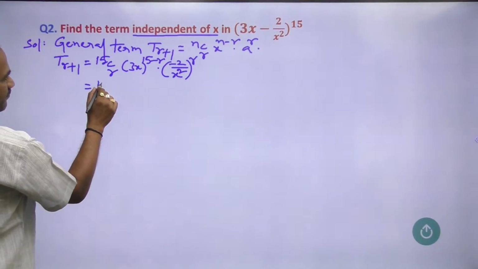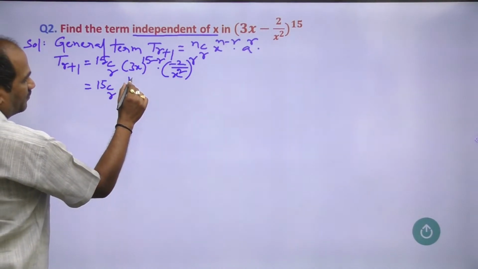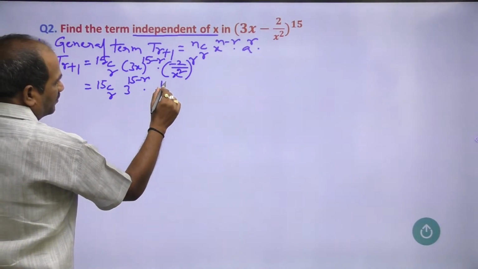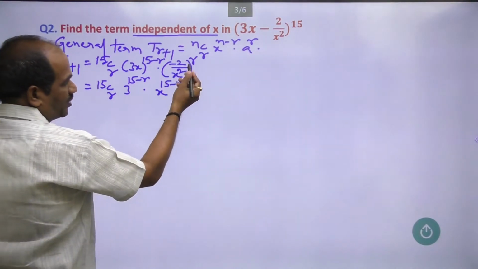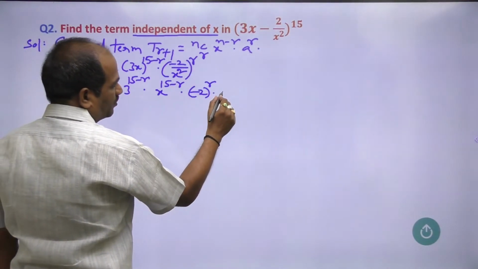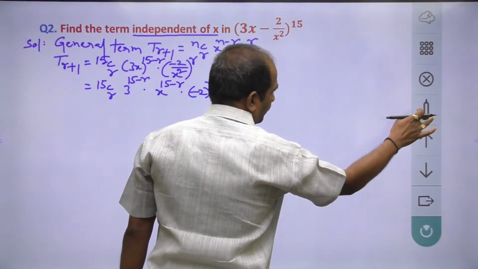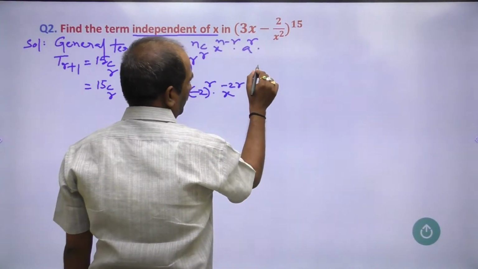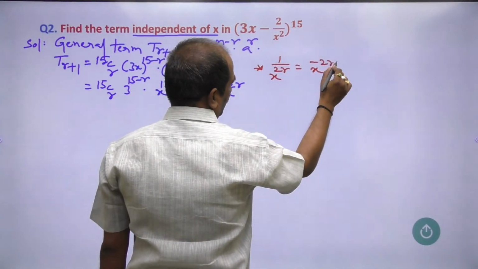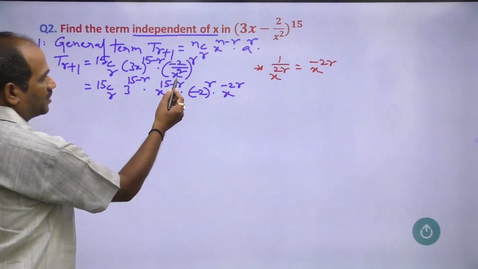So that is equal to 15 C r into 3 power 15 minus r into x power 15 minus r, into minus 2 power r, into 1 by x power 2r. 1 by x power 2r is equal to x power minus 2r. We already wrote this in the previous problem: in this formula, 1 by x power 2r is equal to x power minus 2r.